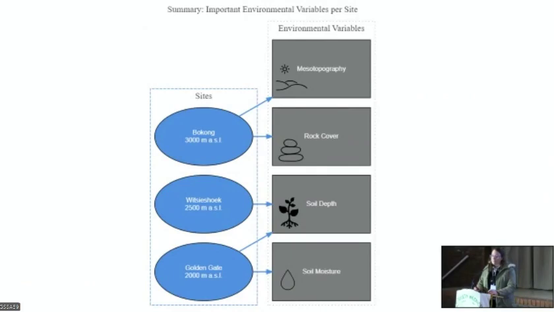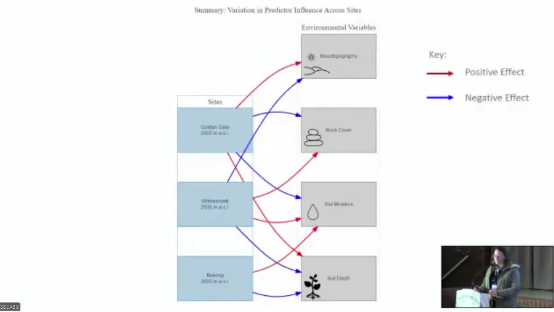So to summarize, for our high site at Bokong, the most important predictors were mesotopography and rock cover. At our middle site, Witsy's Hook, soil depth was the most important predictor, and at Golden Gate, our lower site, soil depth and soil moisture were important.